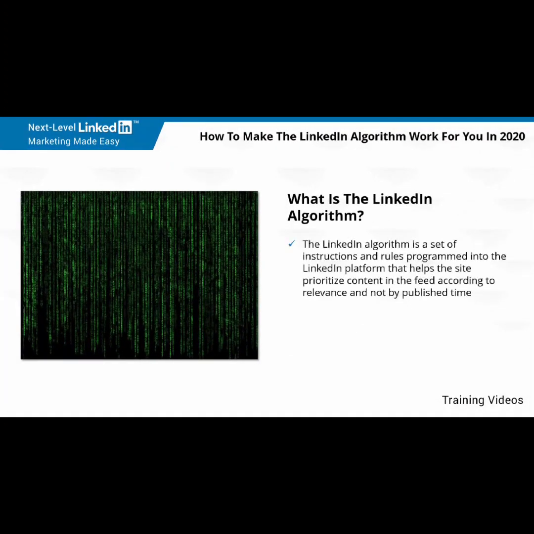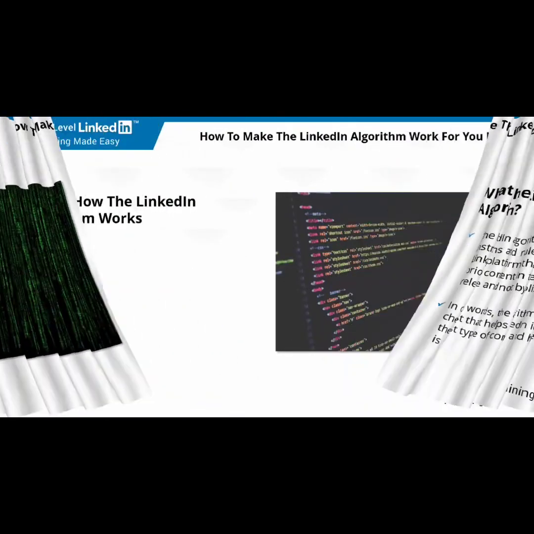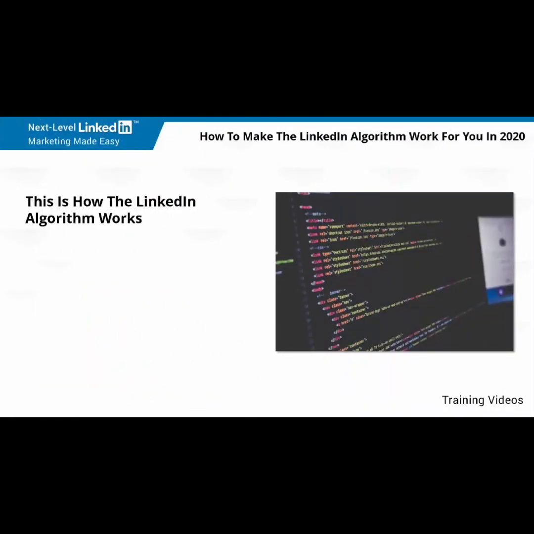The LinkedIn algorithm is a set of instructions and rules programmed into the LinkedIn platform that helps the site prioritize content in the feed, according to relevance and not by published time. In other words, the algorithm is like a checklist that helps LinkedIn identify what is the best type of content and how relevant it is. This is how the LinkedIn algorithm works.